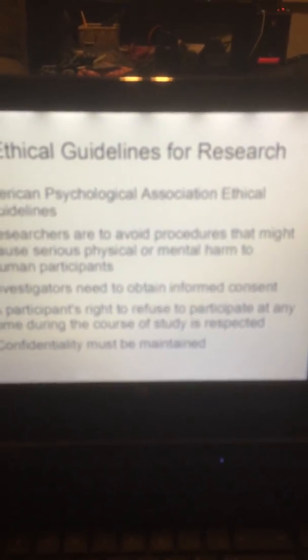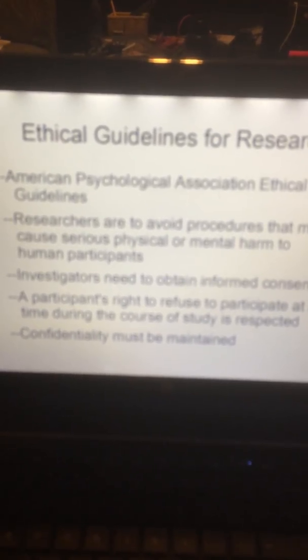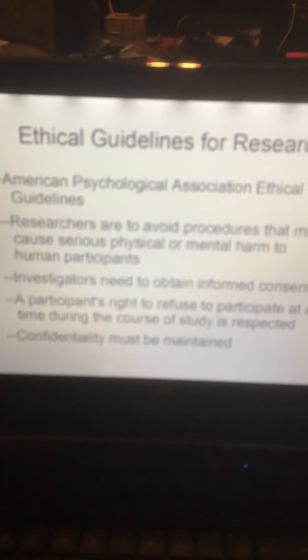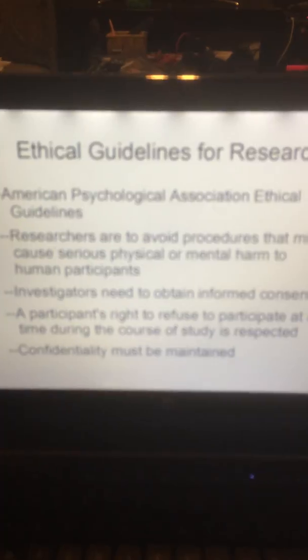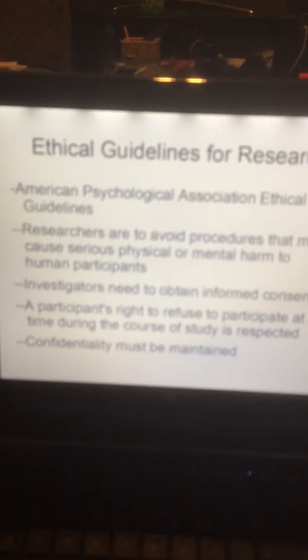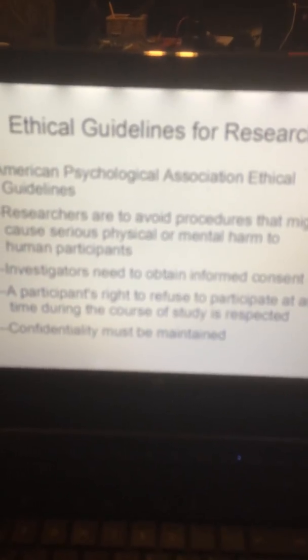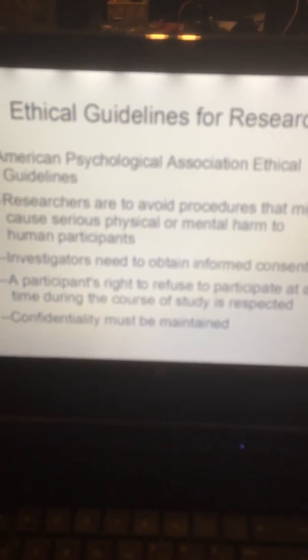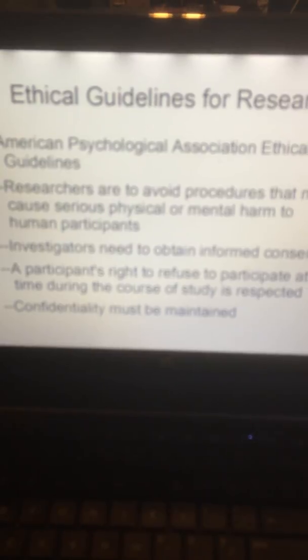Basically, the study's going to be mentally damaging because you're going to be going over a lot of material, things like that. A lot of studies done today are either done on a computer or done by answering survey packets. A participant's right to refuse to participate at any time during the course of the study is respected. Basically, you tell them that they can get up whenever they want to and there will be no harm to them if they choose not to participate. And confidentiality must be maintained.